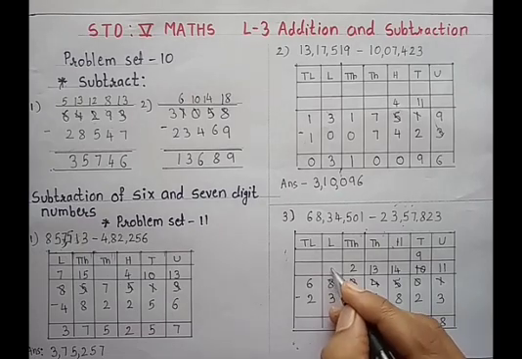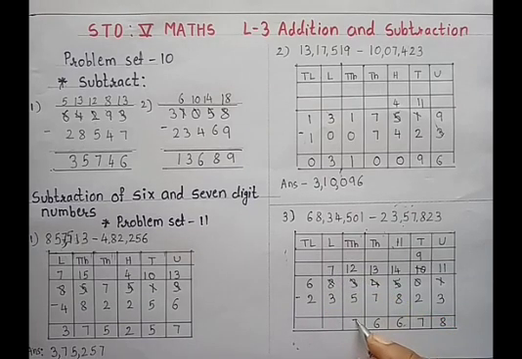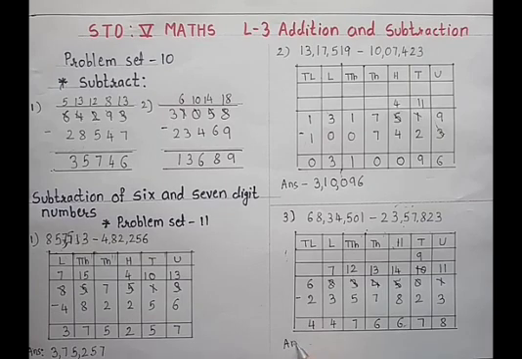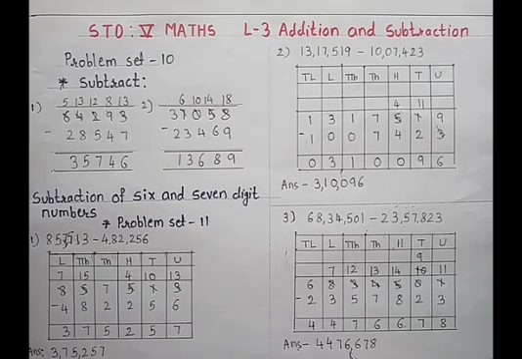2 minus 5, we cannot subtract. So borrow 1 from 8. Write down 7, put 1, we get 12. 12 minus 5, 7. 7 minus 3, 4. 6 minus 2, 4. So write down the answer. Now put commas after thousand and after lakh. So the number is 44 lakh 76,678.